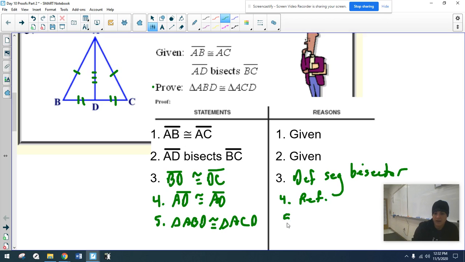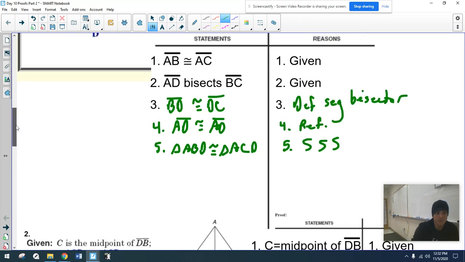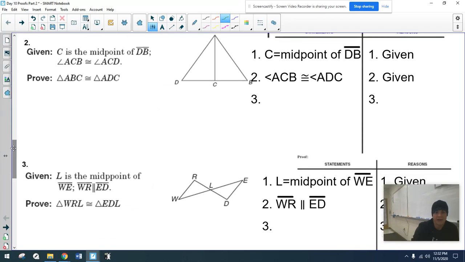And then my postulate, I've got 3 sets of congruent sides, so that is SSS. All right, next, I've got my 2 givens. I put them over here. There's my givens. Let's mark it.